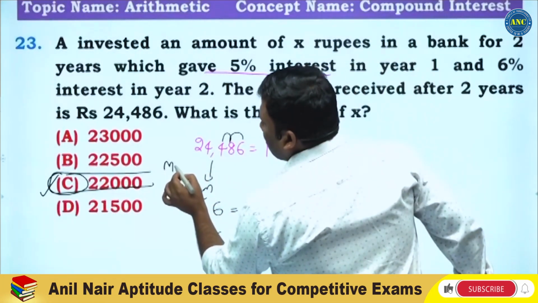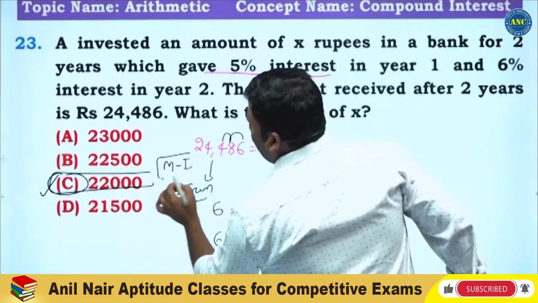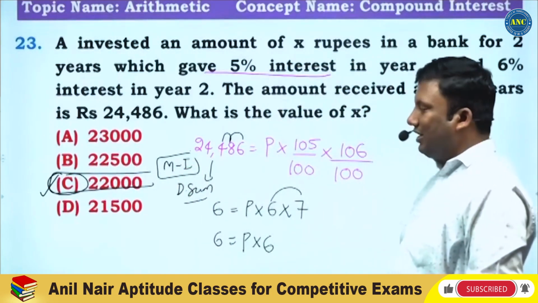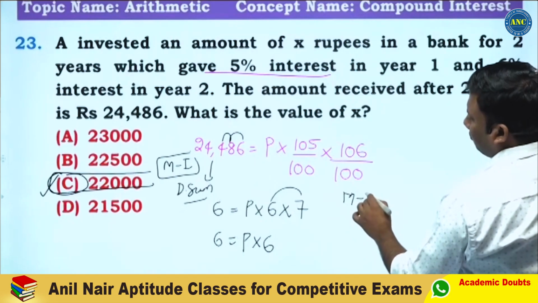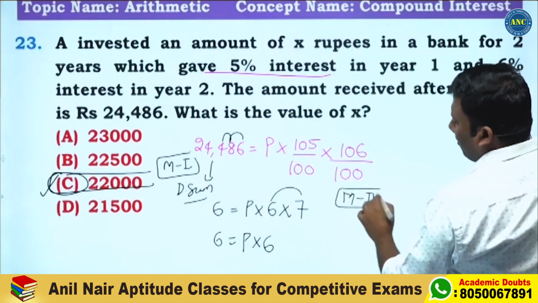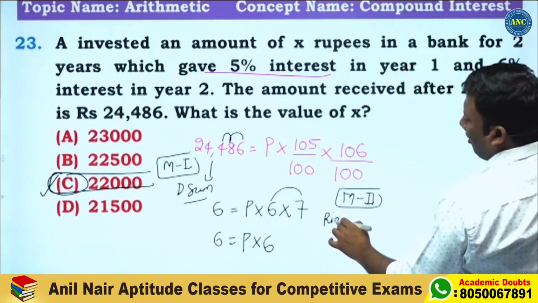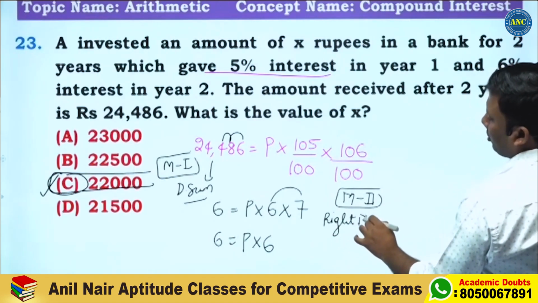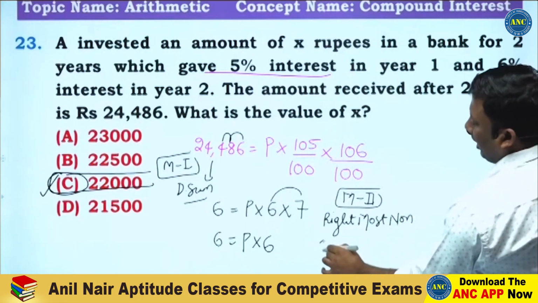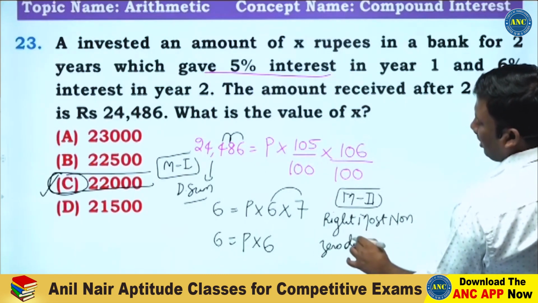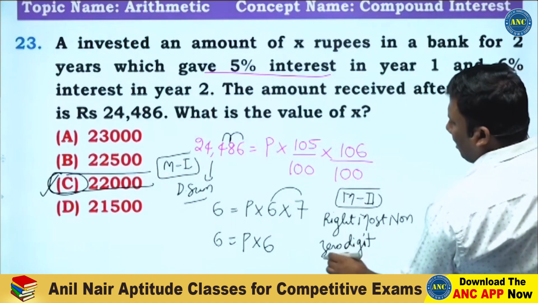Method 1 by using digital sum. I hope it is clear. Method 2, by using the concept of rightmost non-zero digit. That also will give you the answer.